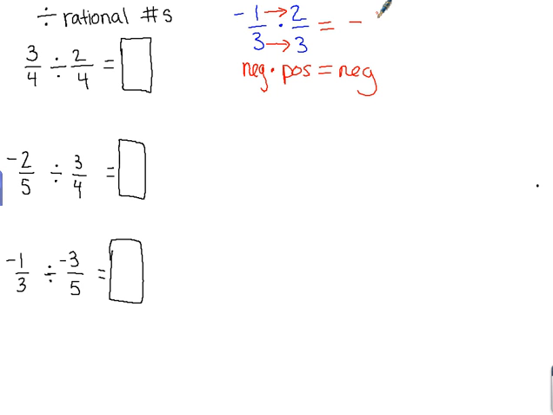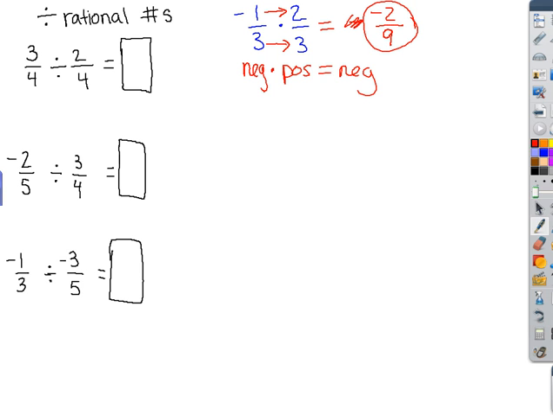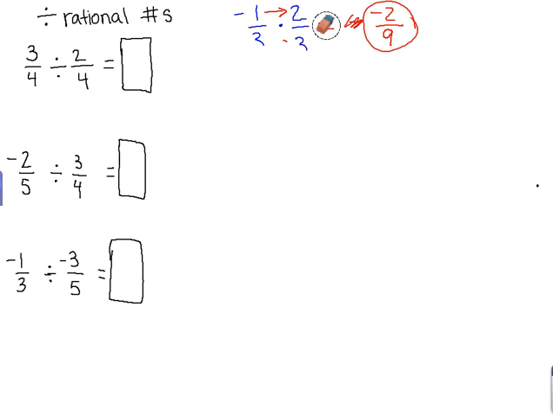1 times 2 is negative 2, and 3 times 3 is 9. So our answer is negative 2/9. Now, as we work with dividing rational numbers, we're going to use some of those same ideas.